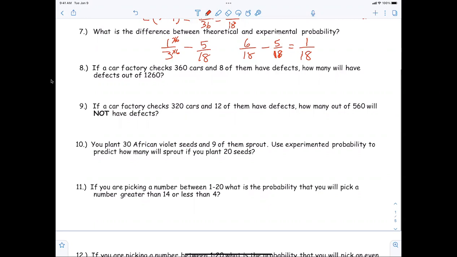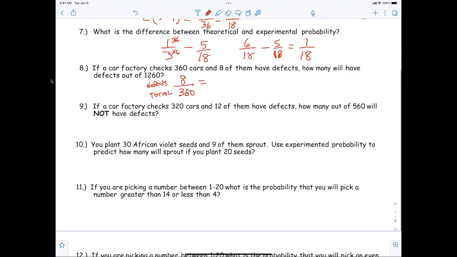All right. How many out of the 360 had defects? 8. Do you think anything is going to change? Probably not, right? So 360 was the total in our sample. 8 was the defects, right? So what am I going to do? Ooh, actually, we're going to make a proportion.